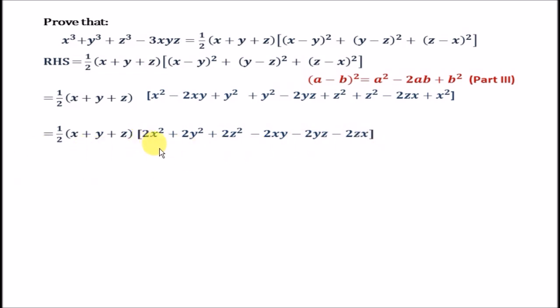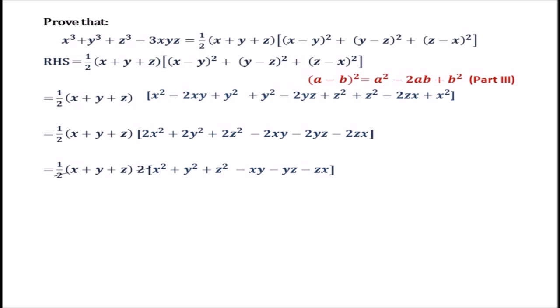Now as you can see, we have 2 throughout the quantities in the square bracket, so let's take that 2 common out. So we'll have half into x plus y plus z, and inside the square bracket x square plus y square plus z square minus xy minus yz minus zx. The coefficient 2 has been taken common from all the terms. Now half into 2, we can cancel the 2's. So all we have now is x plus y plus z in the first bracket into x square plus y square plus z square minus xy minus yz minus zx in the second bracket.